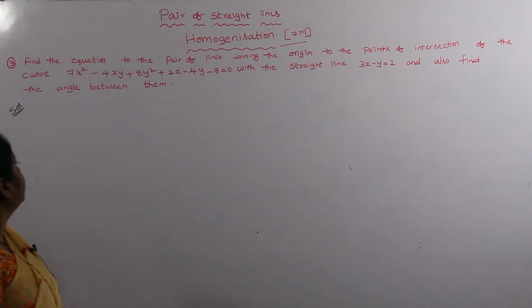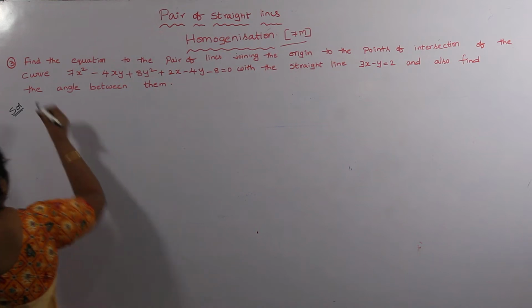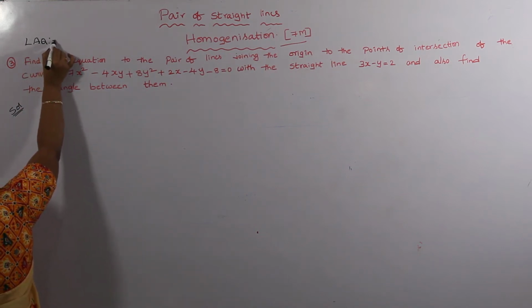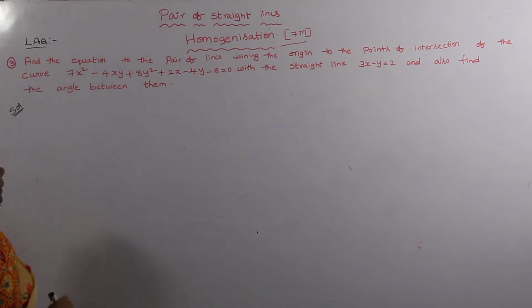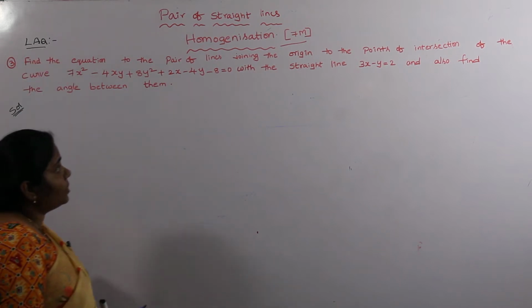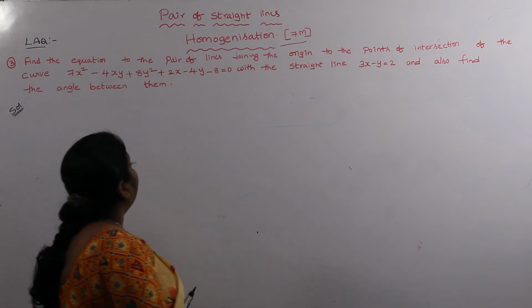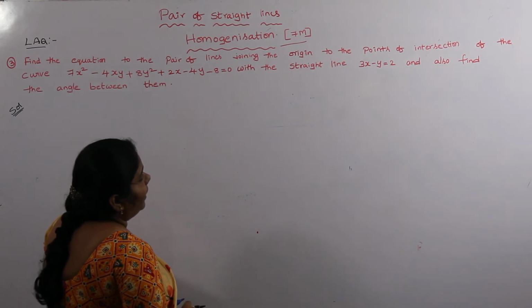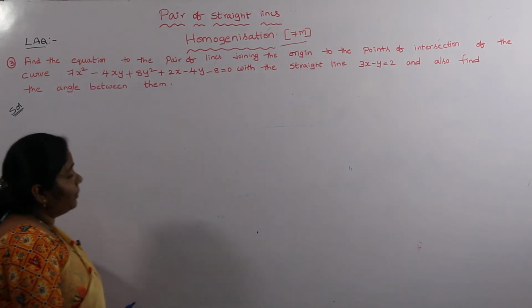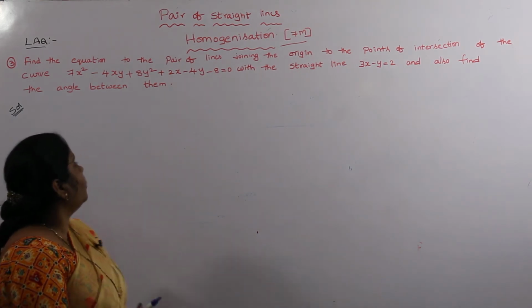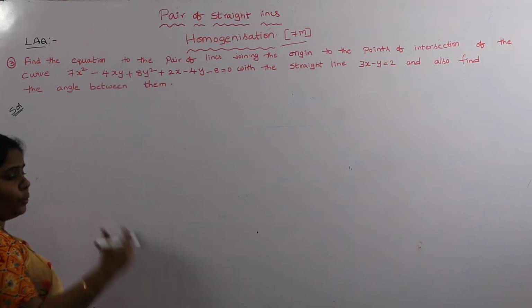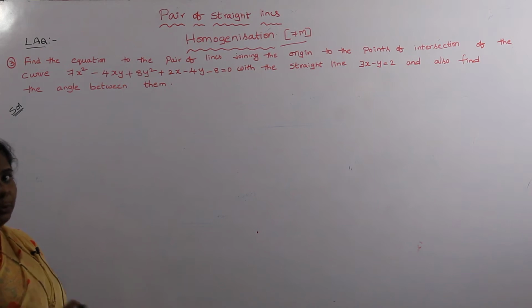Next LAQ. This is also one of the LAQs. Third LAQ: Find the equation of the pair of lines joining the origin to the points of intersection of the curve with the straight line, and also find the angle between them. First, this is a non-homogeneous equation. This non-homogeneous equation is converted into a homogeneous equation. Up to that, this process is the same for all LAQs.